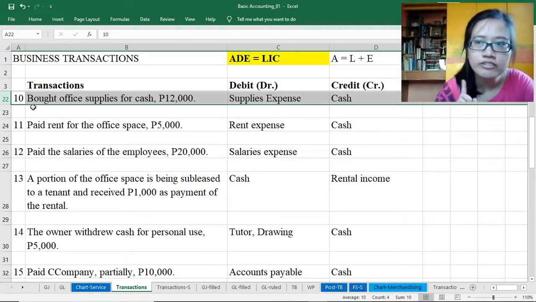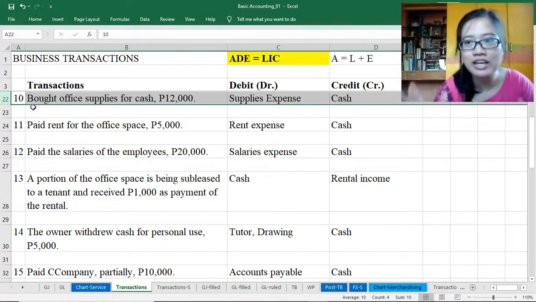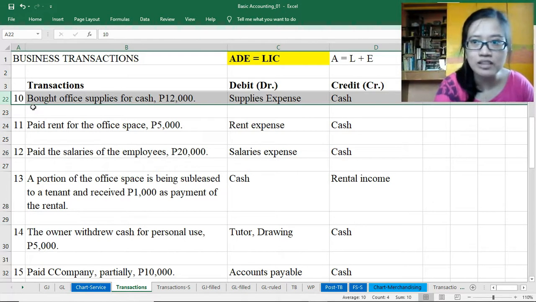Either i-record siya ng company as supplies, which is an asset, or kapag naman madali lang nilang ginagamit din agad yung supplies na binibili nila, pwedeng i-record na nila agad as supplies expense. Depende siya sa discretion ng company. Okay? Pero at the end of the year, magkakaroon ng adjustment para i-reflect kung ilan talaga yung nagamit ng company, tapos ilan yung natira na hindi pa nagagamit. Okay? So, that would be for adjustments later on.